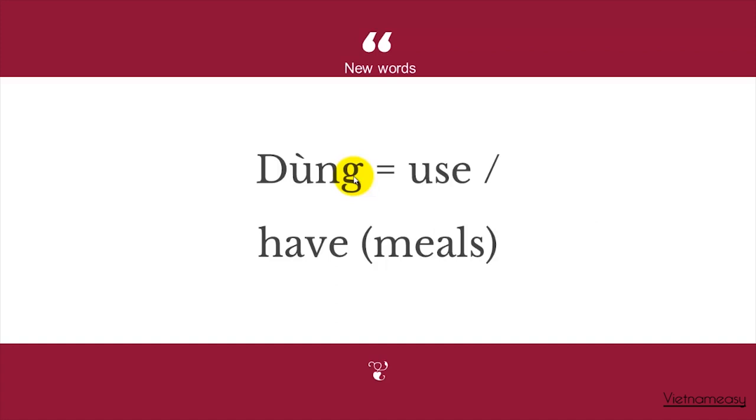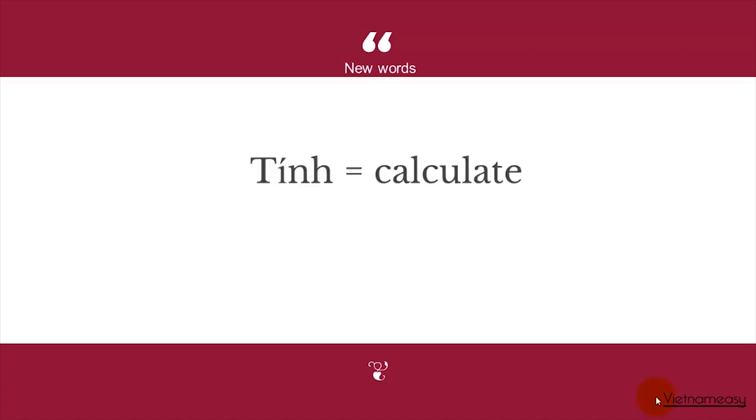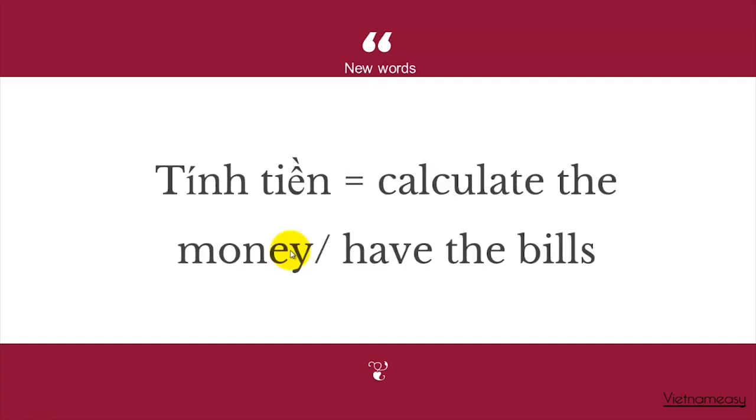Dùng. This one means to use or to have meals. Đồ tráng miệng. This means dessert. Tính. This one means to calculate. Tiền. This one means money. So we have the phrase tính tiền, which means calculate the money or to have the bills if you're in the restaurant.